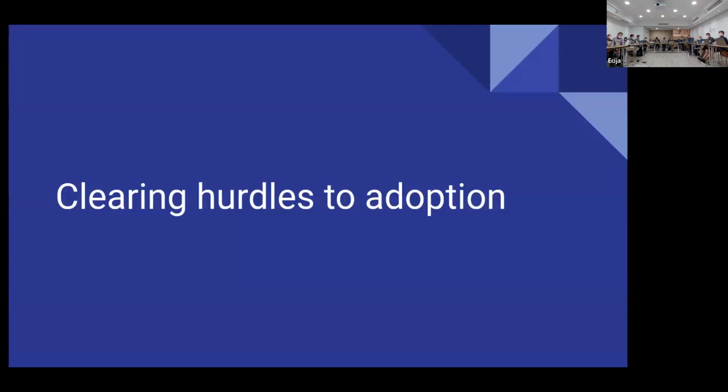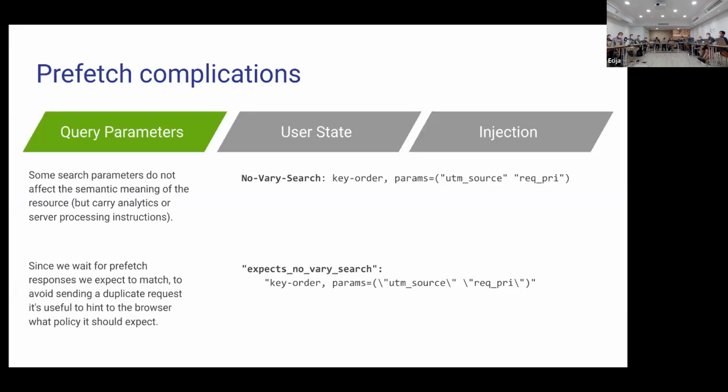So this is part of talking about clearing some hurdles for documents and stuff that we're working on. There are some complications even with prefetch. So one thing that we ran into is that some search parameters, we talked about this last year if you were here last year, do not affect the semantic meaning of the resource. So these parameters instead carry information intended for analytics packages, or that affect server processing, or are insignificant in other ways. So for instance, the order of query parameters very often does not affect how the search picks the result, but in theory it could.